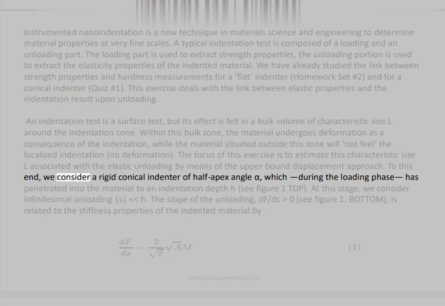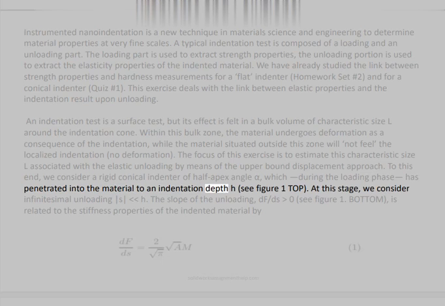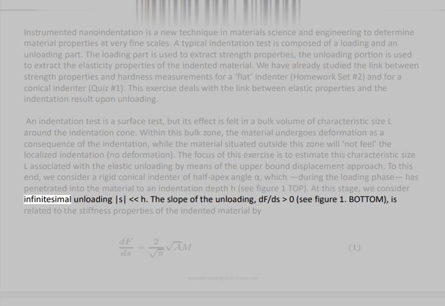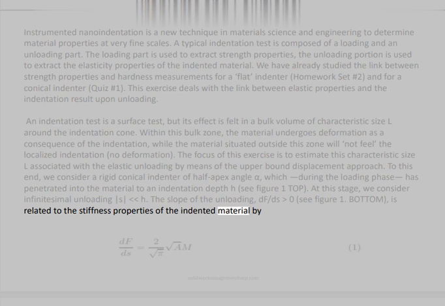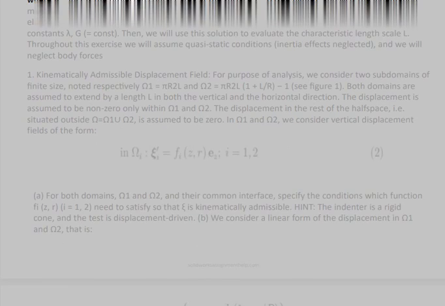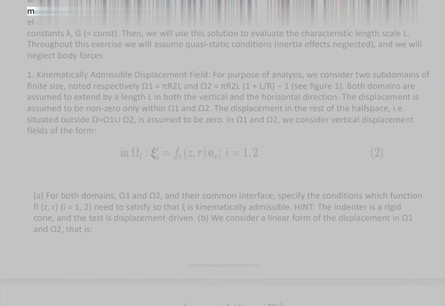To this end, we consider a rigid conical indenter of half apex angle alpha, which, during the loading phase, has penetrated into the material to an indentation depth h, see Figure 1 top. At this stage, we consider infinitesimal unloading, dh. The slope of the unloading, dF/dh, see Figure 1 bottom, is related to the stiffness properties of the indented material by dF/dh = 2 M sqrt(A / pi), where A equals pi r squared is the projected contact area at the surface z equals 0, see figure, and M is the indentation modulus.